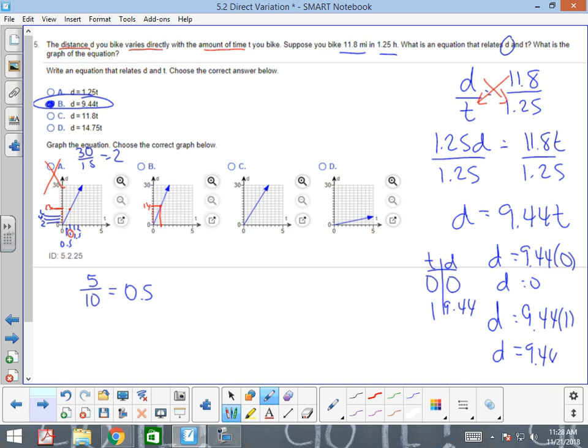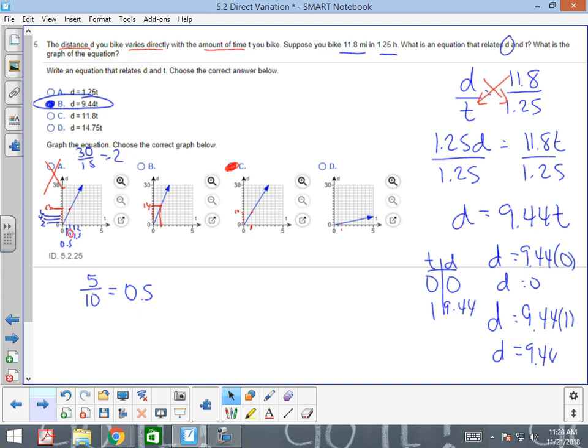Okay, go to the next one. I want 1, so here's 1. Right there, 2, 4, 6, 8, 10. Okay, so it's almost to 10. So we want 9.44. All right, so look at this one. This is 1, and that's not even up a full 1. So it's going to be C.